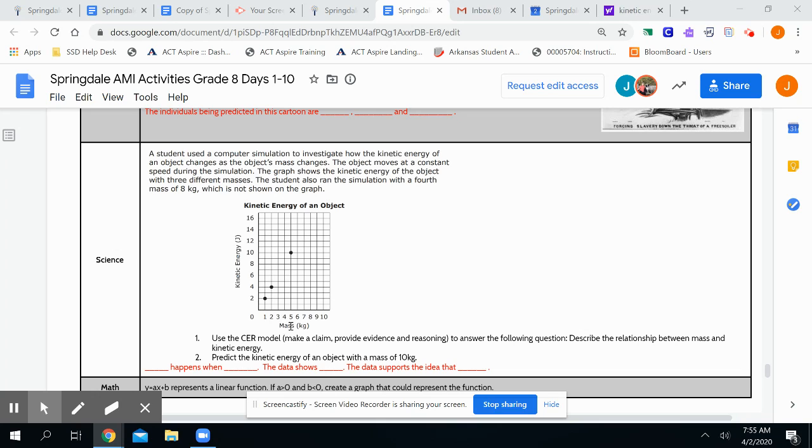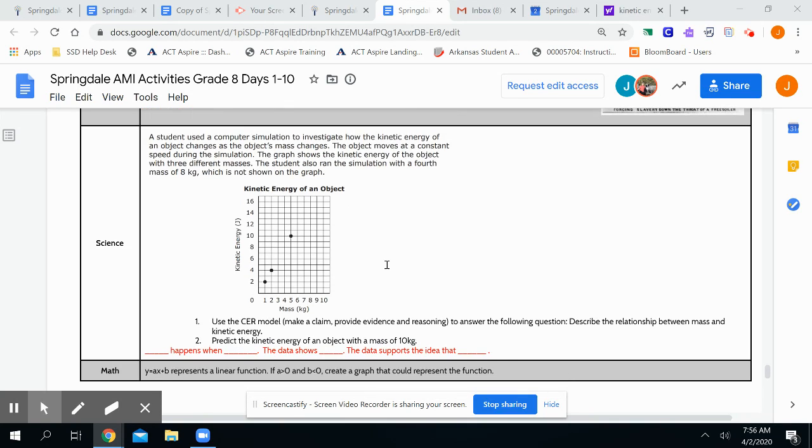So the mass is listed down here on our x-axis in increments of 1, measured in kilograms. Our kinetic energy is here, measured in joules, in increments of 2. So the first question tells you to use the SIR model, make a claim, provide evidence and reasoning to answer the following question. Describe the relationship between mass and kinetic energy.